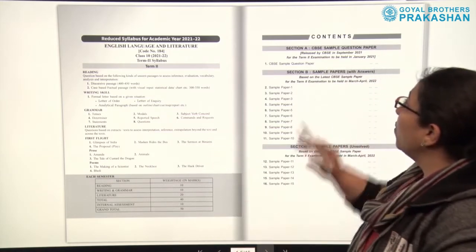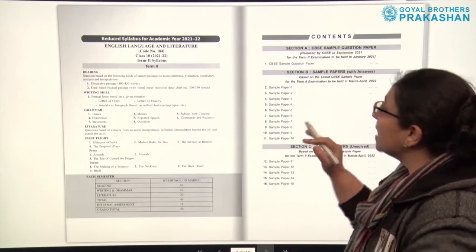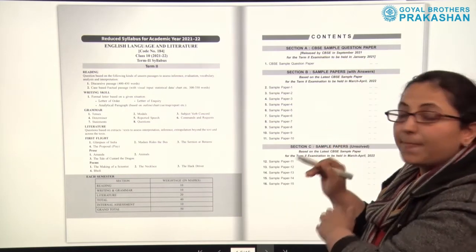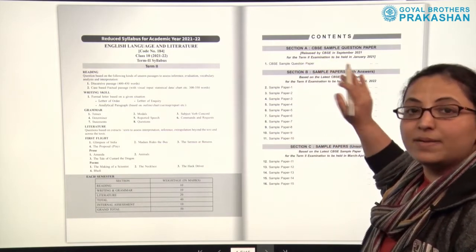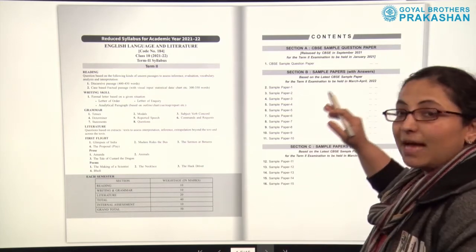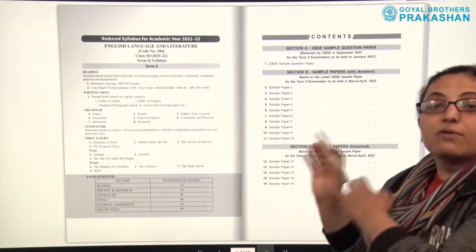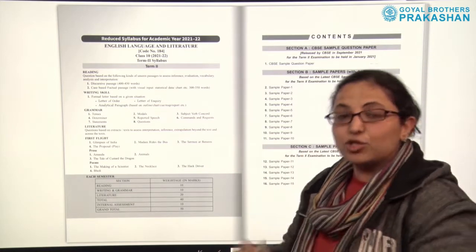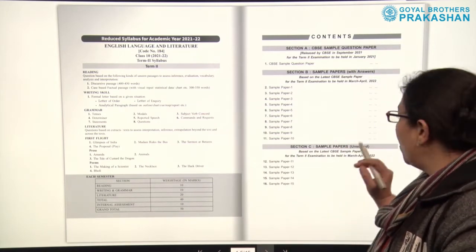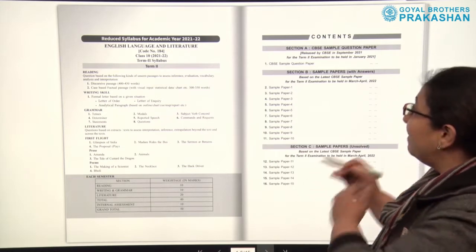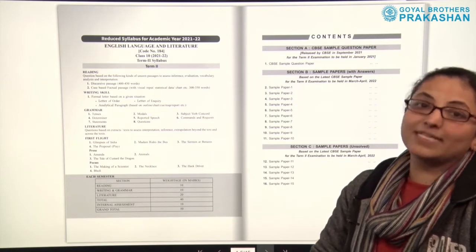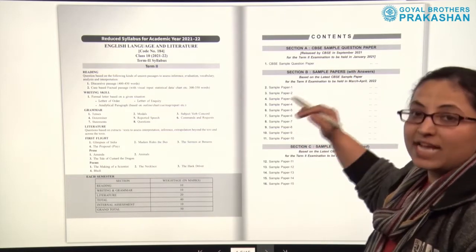After that we have the contents. In the contents, we have 3 different sections: Section A, Section B and Section C. Section A is the CBSE sample question paper released by the CBSE board. Section B are the sample papers with answers, the model test papers based on the CBSE sample question paper. Section C are the sample papers which are unsolved, again based on the CBSE sample question paper released by the CBSE board for this term's examination. Now let us see each section individually.